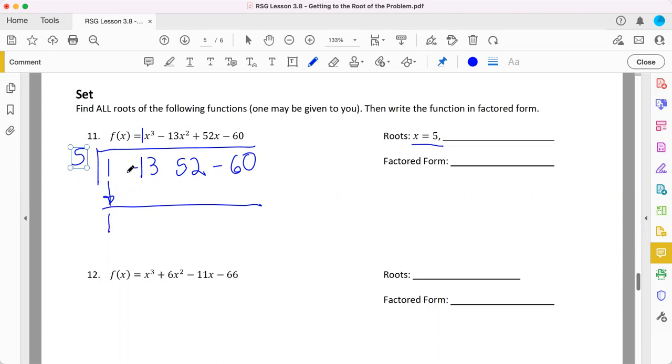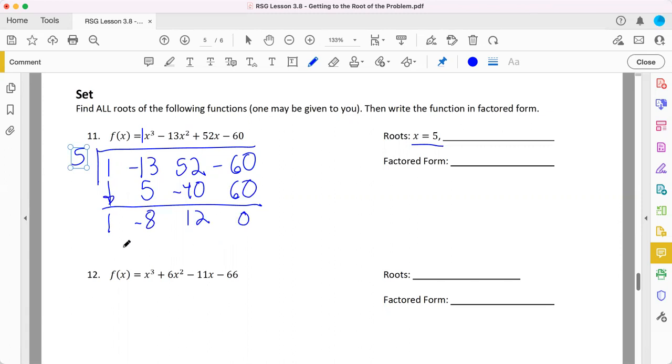So drop the 1 like it's hot. 5 times 1, it's going to be 5. Negative 13 plus 5 gets you to negative 8. 5 times negative 8 gets you negative 40. 10 appears. 5 times 10 is 50. Negative 60 plus 60 is 0.